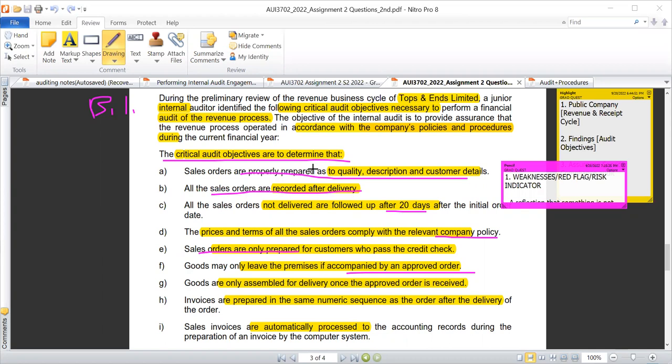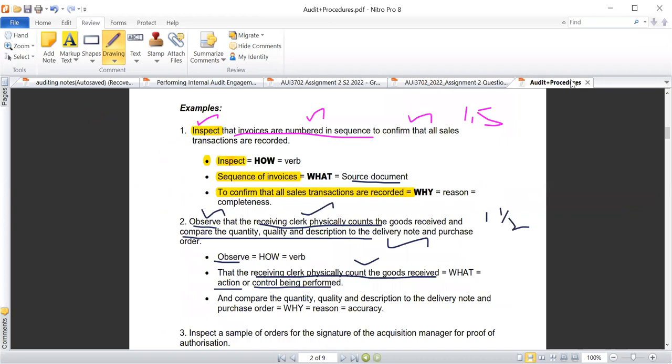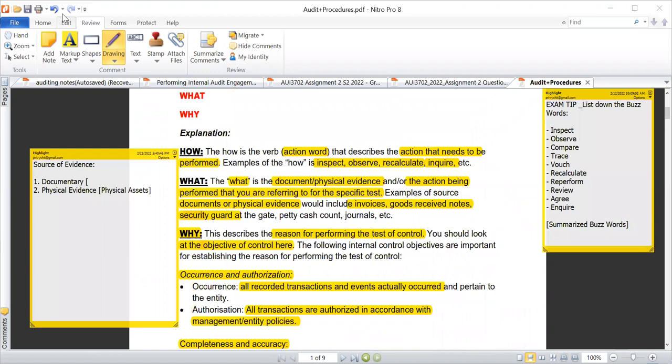Okay, right. So let me explain the differences. I think I'll take you back to my notes. That's why I think it was important for me to have taken you thoroughly on this, because it will give you light. So you see, it's important to understand what the how represents, what the what represents, and what the why represents. So when you're talking of the how, in simple terms, it's what I call action words.